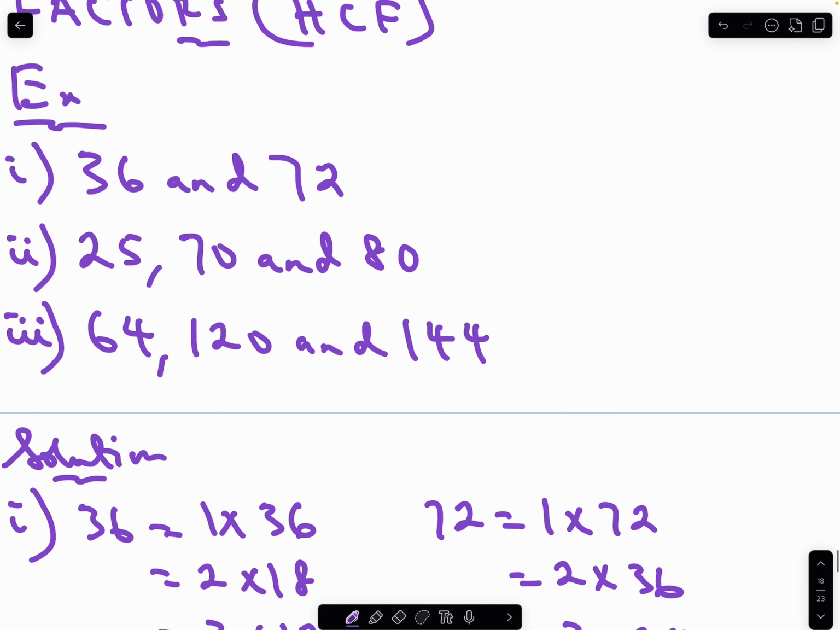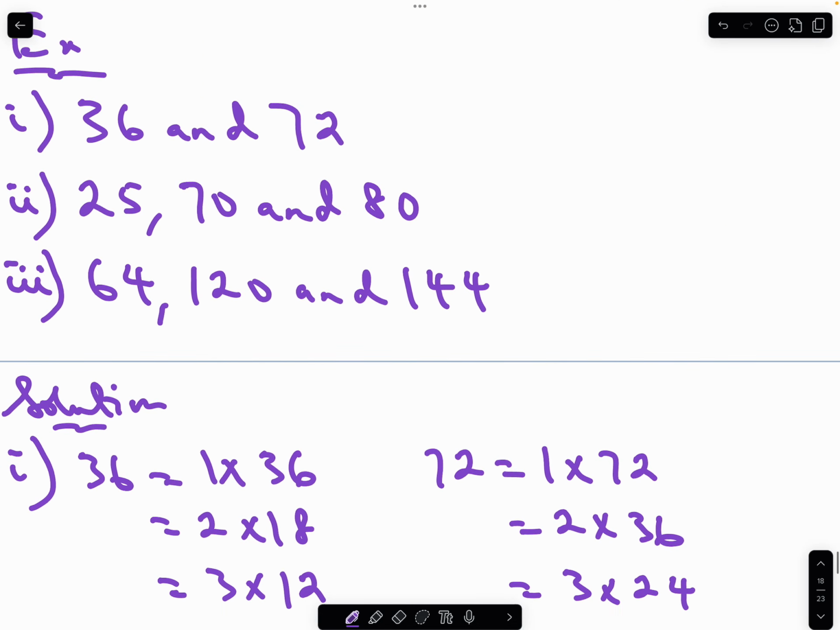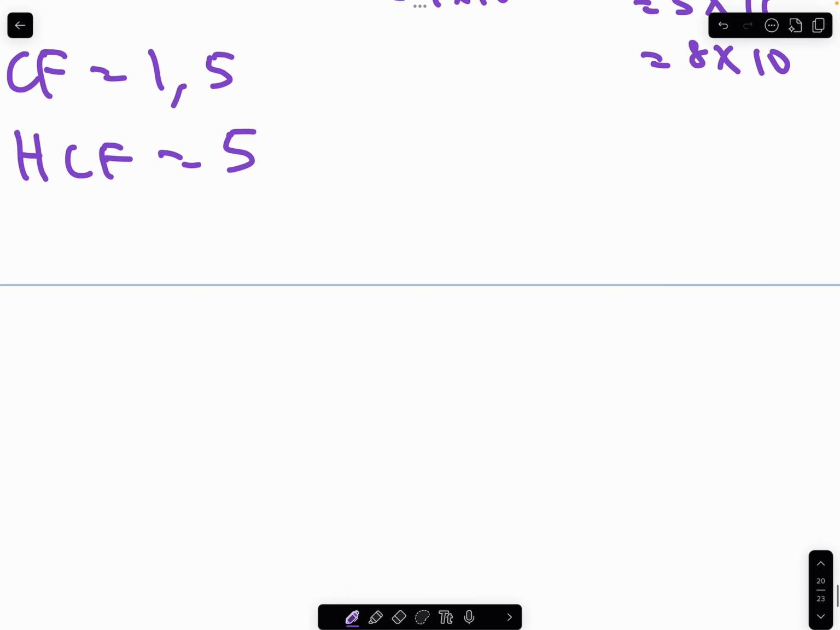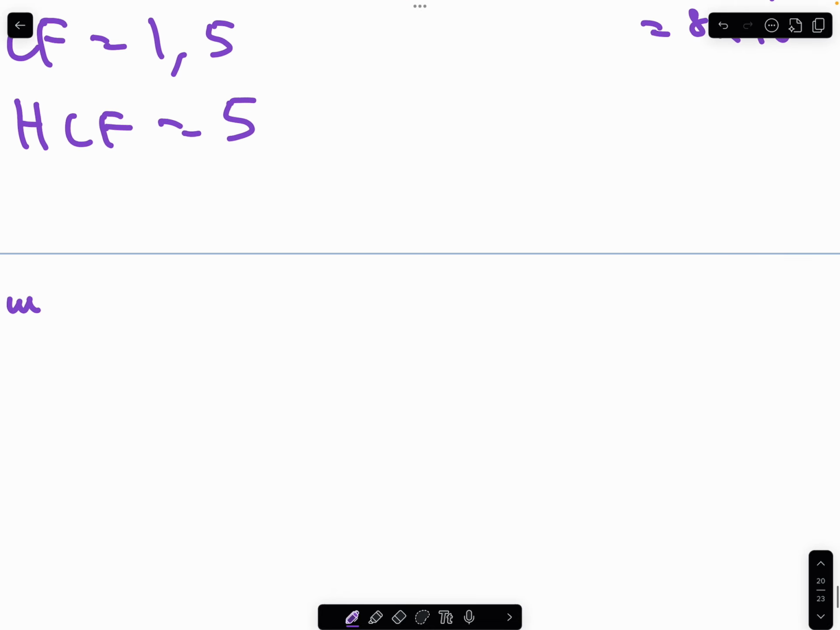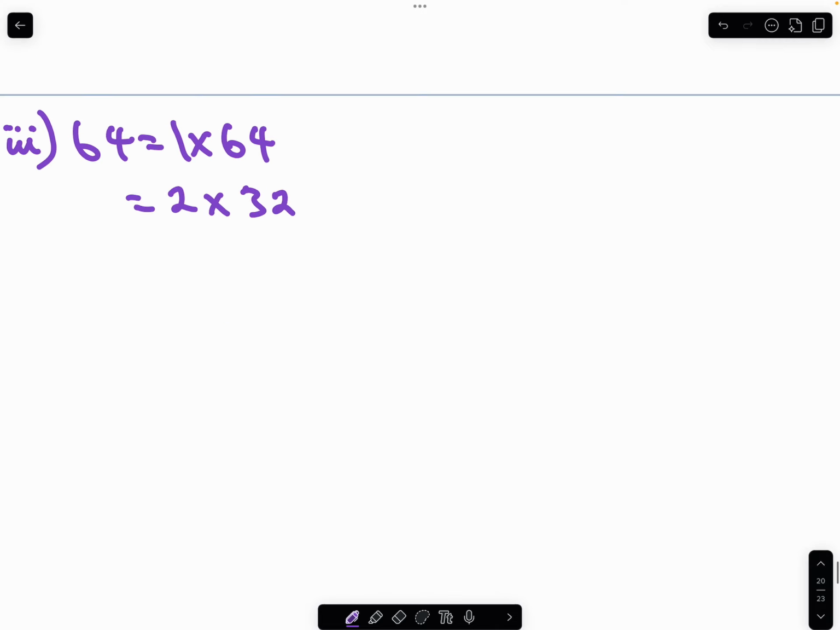Now let's take the last one. Find the common factors of 64, 120, and 144. That's Roman figure 3. 64 is equal to 1 times 64, 2 times 32, 4 times 16, and it's also equal to 8 times 8.